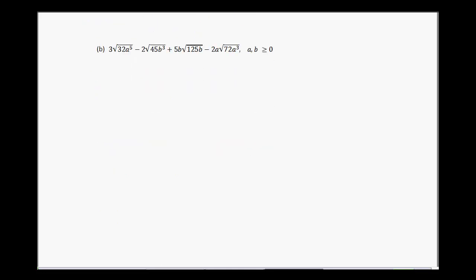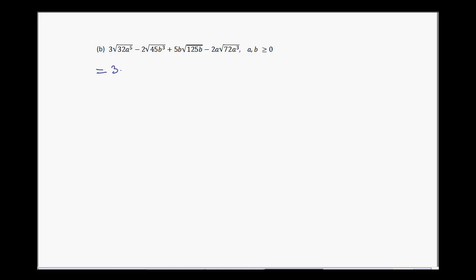3 root 32a to the 5th minus 2 root 45b cubed plus 5b root 125b minus 2a root 72a cubed, with a and b having to be greater than or equal to 0. So in this case, we do have the same index. However, our radicands are different, so we must find similar radicands.